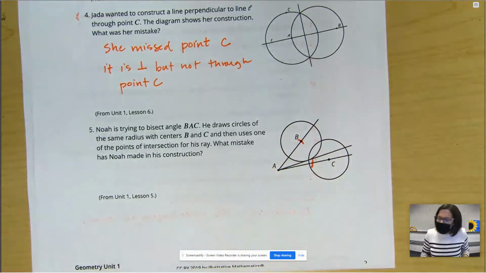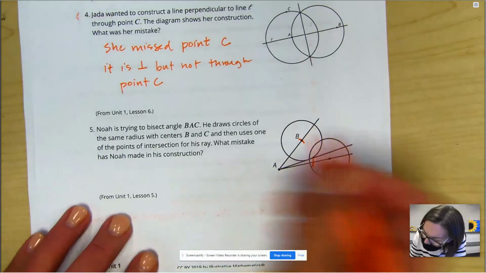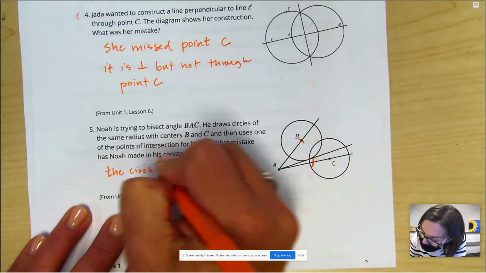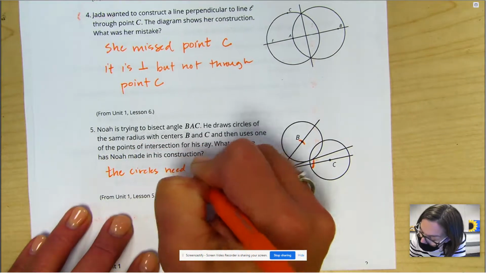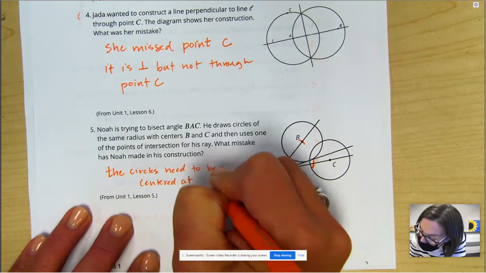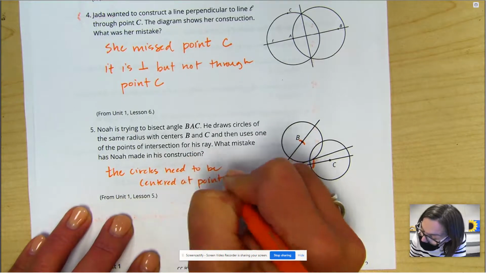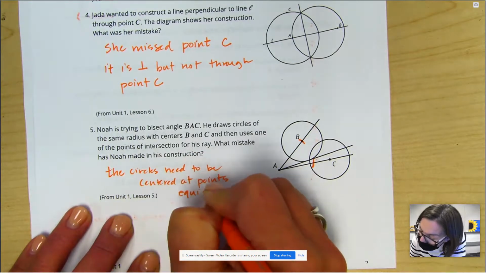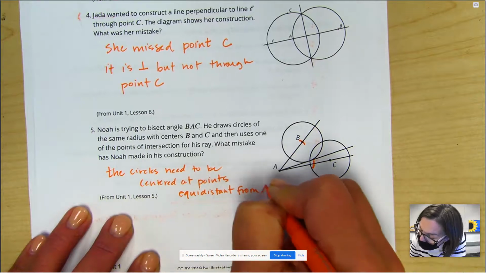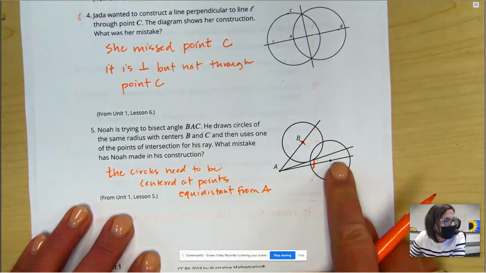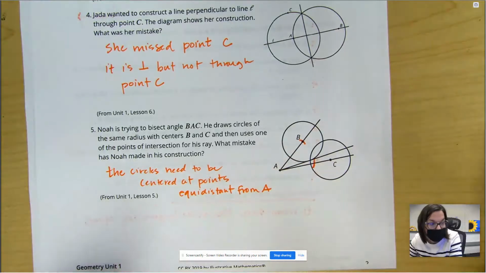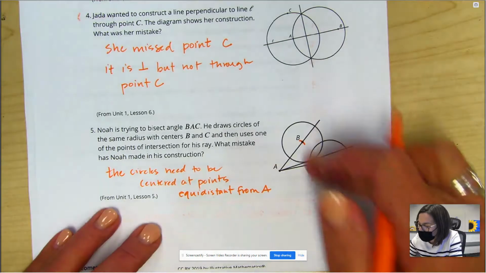So I think how we would say it is: the circles need to be centered at points equidistant from A. C was too far away. And you can set equidistant points, use this fixed radius, use a circle.